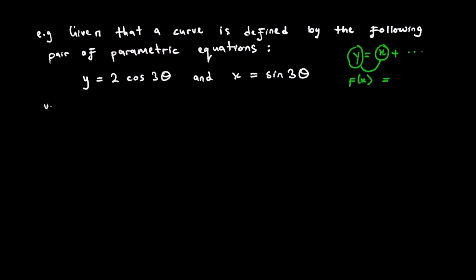Saka tichati y is equal to 2 cos 3 theta. We want the derivative of this. Of course, it's going to be dy d theta. Remember it's not dy dx. Of course, tiri kutsvaka dy dx. But apapo tati dy d theta.